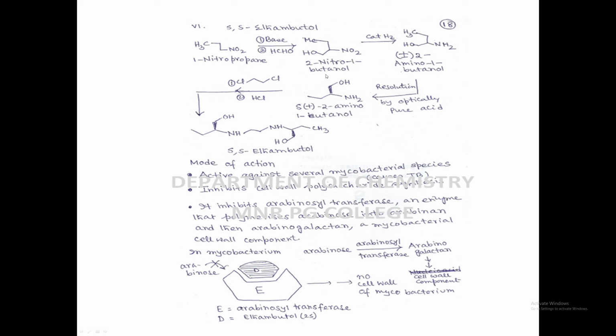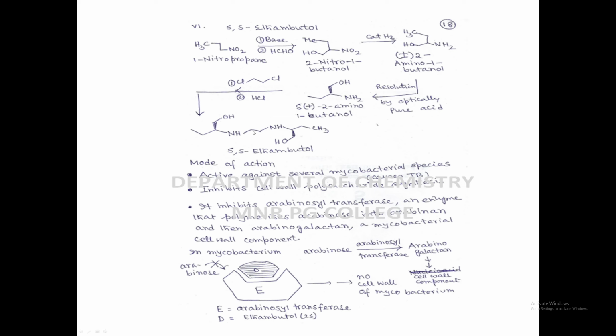Now this S enantiomer will be subjected to double nucleophilic substitution. This nitrogen will be acting as the nucleophile, and this molecule has two leaving groups. By controlling the molar proportion of this dichloride and this primary amine, we can replace the two chlorines and introduce that NH group, so obviously this primary amine will be converted into a secondary amine.